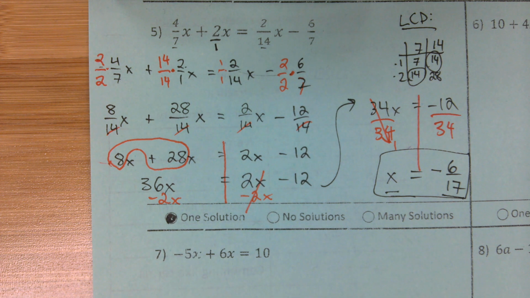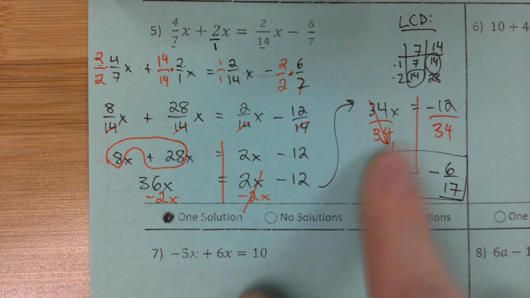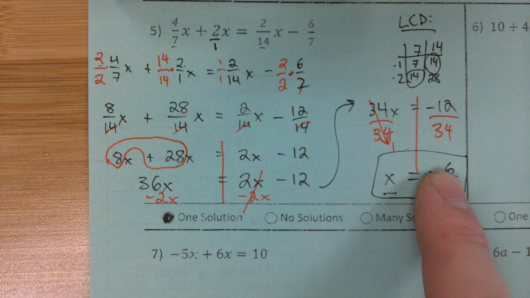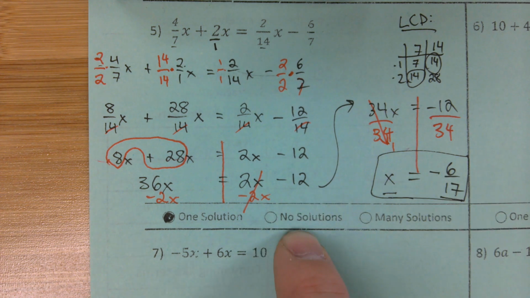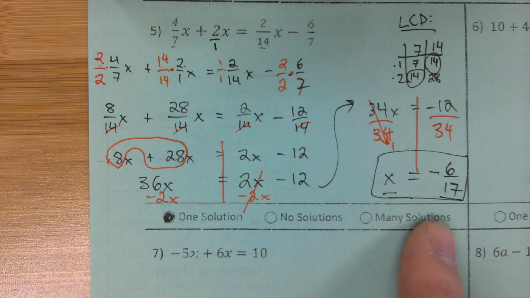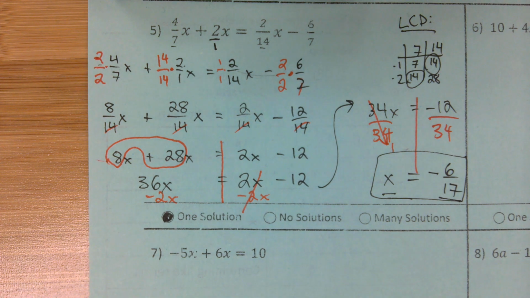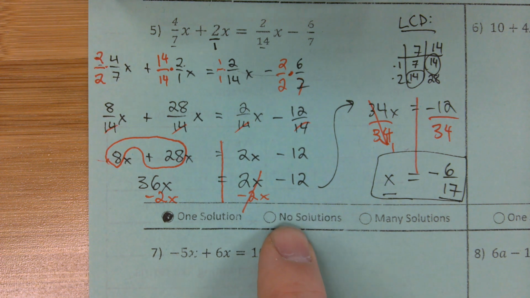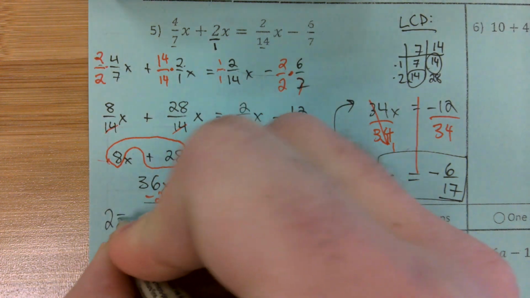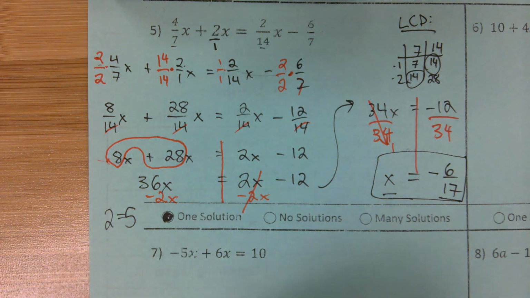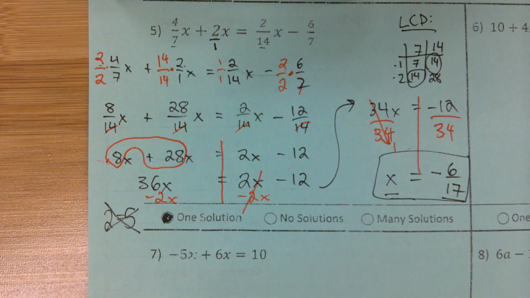I saw some people yesterday get this ugly fraction, even though it's correct, it's still ugly. They got this answer and put no solution because they assumed, oh, if it's negative and it's a fraction, that must not be a good answer, so that's going to be no solution. Not the case, okay? Not the case. We'll know it's no solution if we see something like 2 equals 5. That's when we have no solution.